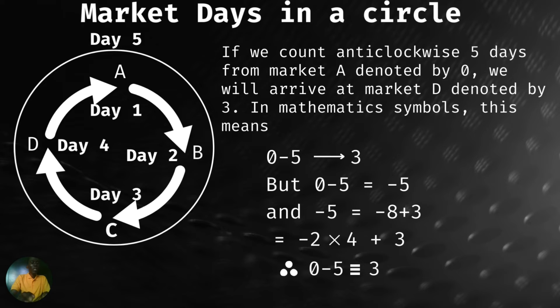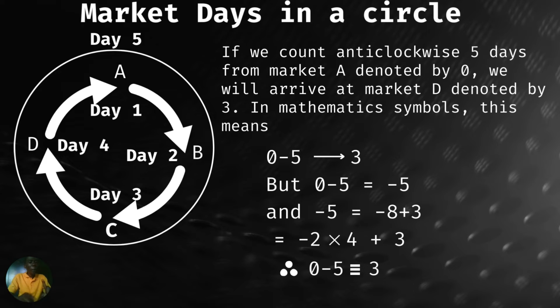So when we come about the negative modular, we'll come to see that if we count anti-clockwise 5 days from our market A, that will denote 0. Remember the code. So we will now arrive at market D, which is denoted by 3. Now in mathematics, counting anti-clockwise signifies negativity. So that will be like counting back 5 times.